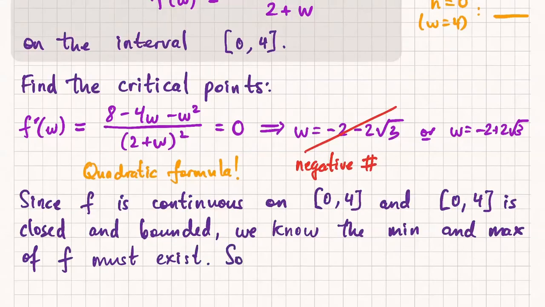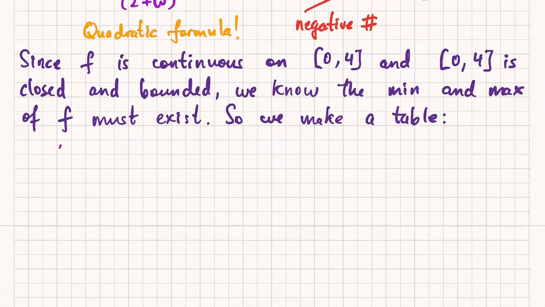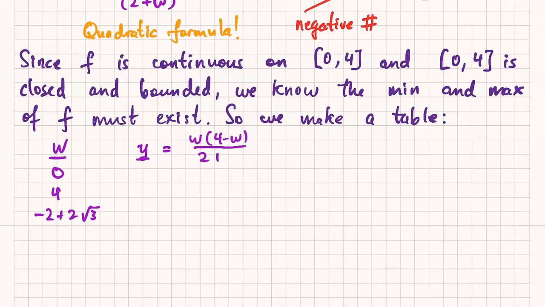So we make a table of values. All right, once you know the min and max exist, you just need to make a table of values. My values were 0, 4, and this ridiculous number, -2 plus 2 root 3. And my y values are whatever this function is, right? Sorry, they're actually not x values, they're w values. W times (4 minus w) over (2 plus w), right? That was the original function.